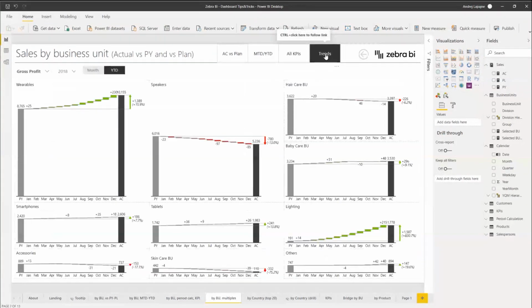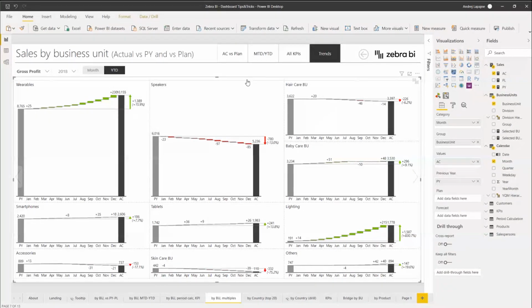And then the last thing, the trends. Trends, this is also something that is chronically missing in Power BI.